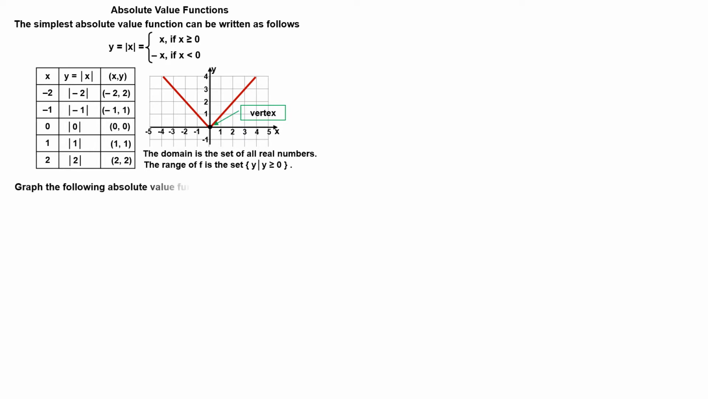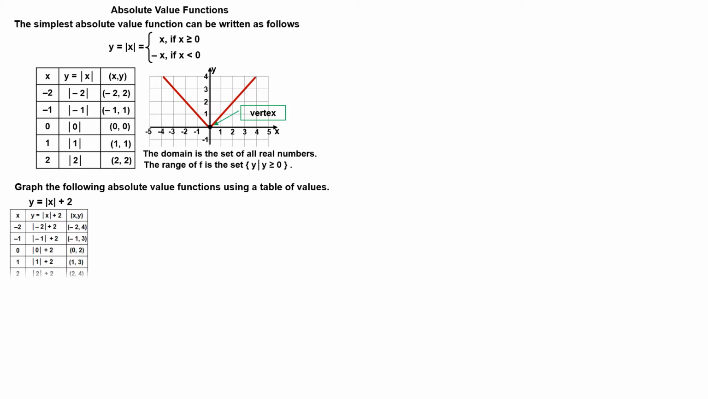Graph the following absolute value functions using a table of values. We pick positive and negative x values to give an accurate idea of what the graph should look like. Let's plot the points on the Cartesian plane and connect the dots with a straight edge. The graph of the absolute value function is composed of two linear pieces joined. We can see that this function has been translated 2 units up from the parent graph. In other words, the parent function has been translated vertically 2 units up. The graph has vertex 0 and 2.